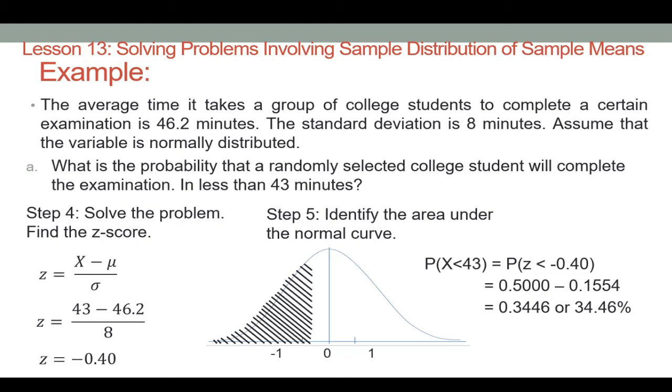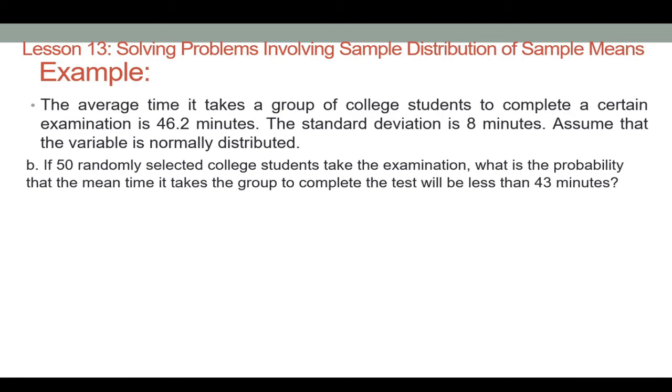Yan ay answer. So, ano naman yung next? If 50 randomly selected college students took the examination, what is the probability that the mean time it takes the group to complete the test will be less than 43 minutes? So, ngayon naman, kung kanina, wala tayong samples, ngayon, meron na tayong samples. Ilan yung samples natin? Sabi dito, 50. So, 50 ngayon yung kukunin ko. Ngayon, mula doon sa 50, ano yung chance na lahat sila makatapos within 43 minutes. Iyon yung ibig sabihin ng problem na to.